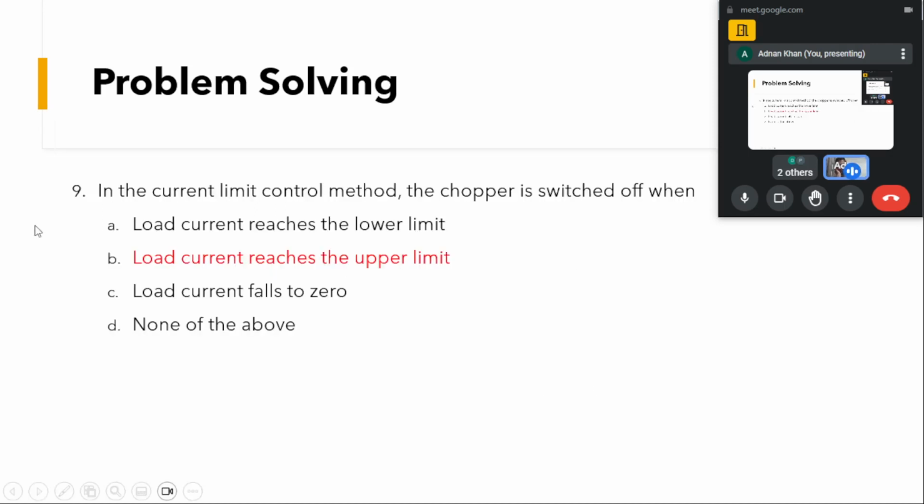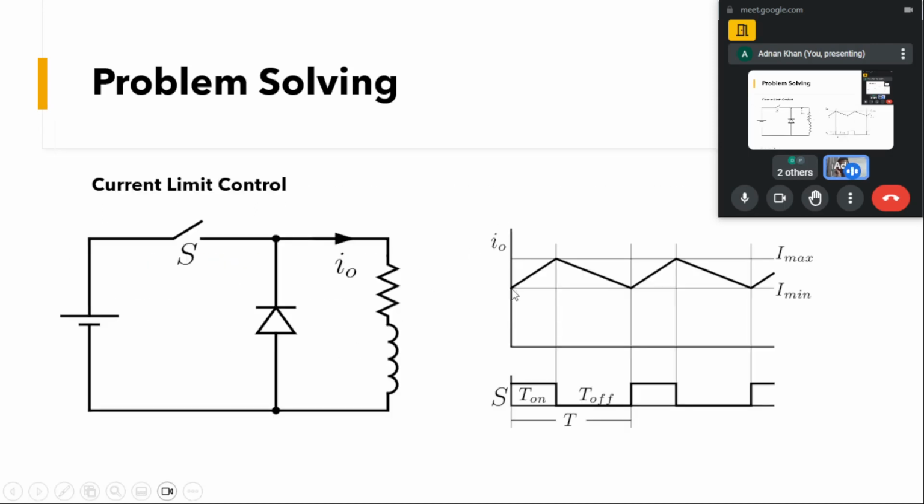So we had seen that at an instant when the current reaches the peak value, we will be switching off the device, like the switch, at that time. And when the current reaches the lowest value, then we'll be turning on the device back. At the start the current is at zero, touches the lowest value, we turn on the device, and our current starts rising because of the inductive load.